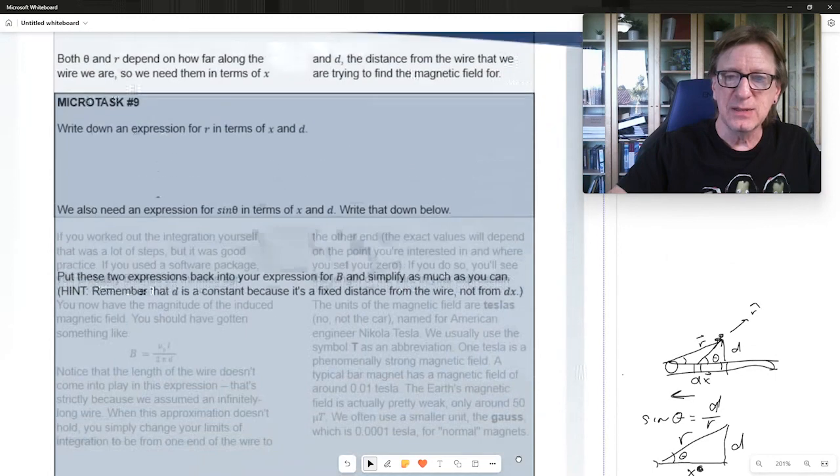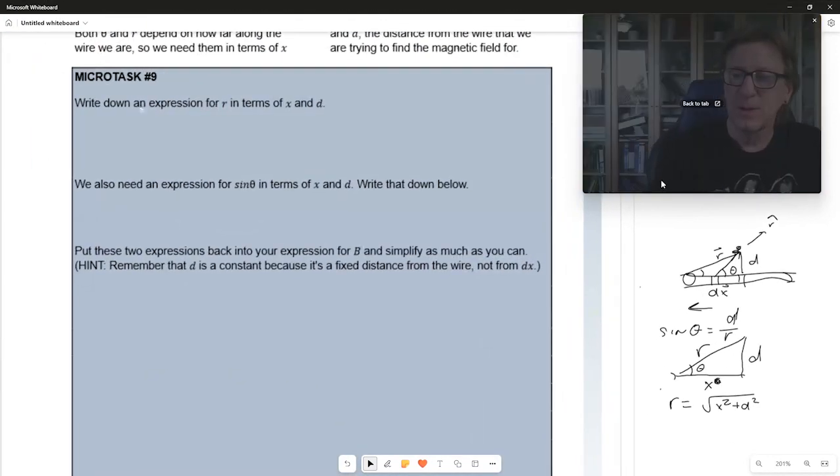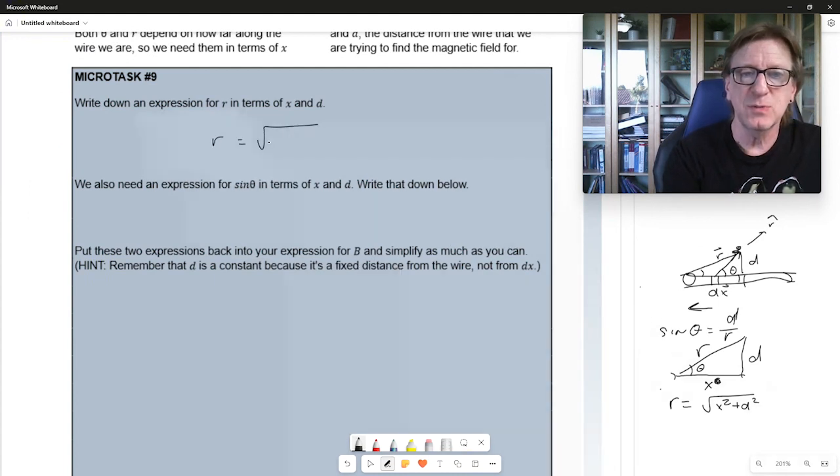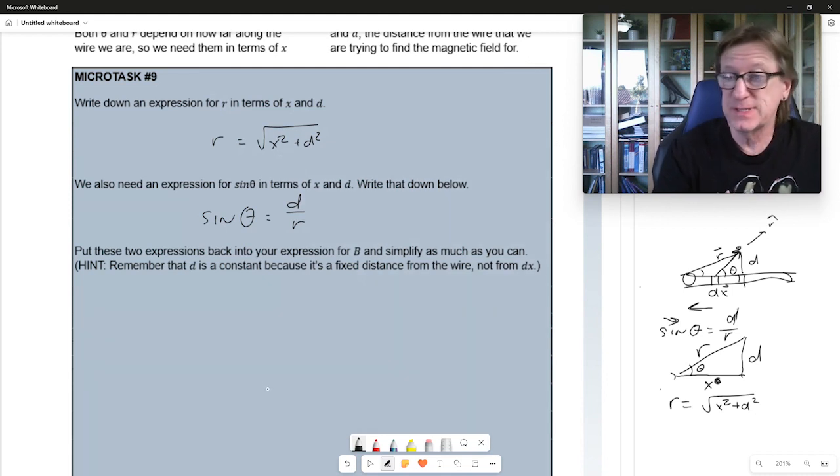Let's slide this down to where we can see it. Let's sum up the expressions we've found so far. r is simply the square root of x squared plus d squared, and sine theta is d over r. Now we need to put them back in. And a little hint: d is a constant. It's a fixed distance, the distance to point P, so it's not a variable. That's nice. That keeps things simple for us.